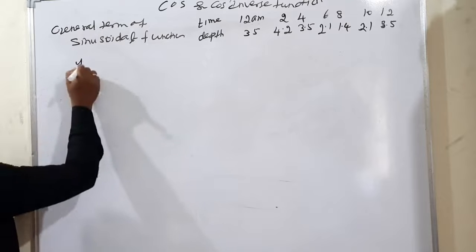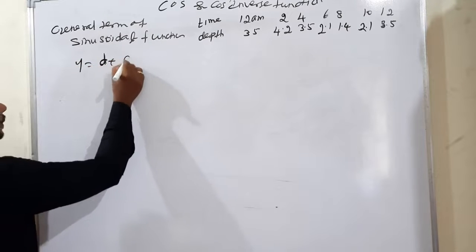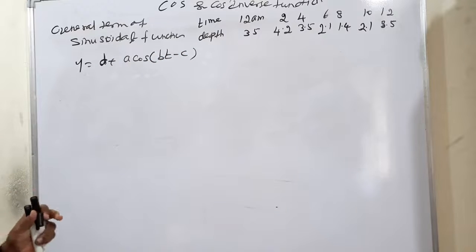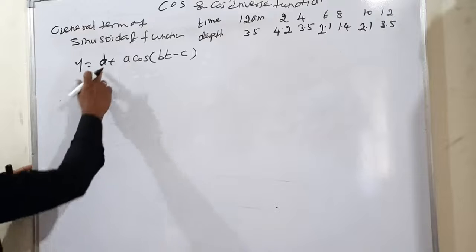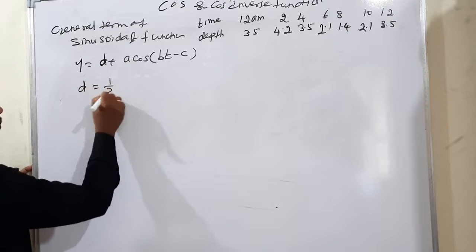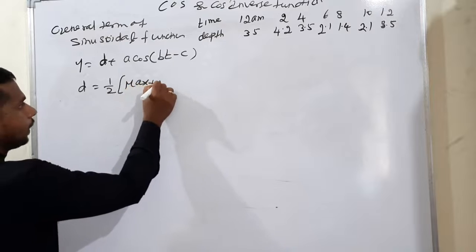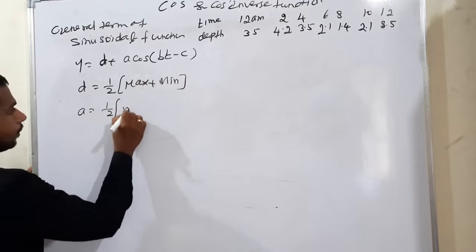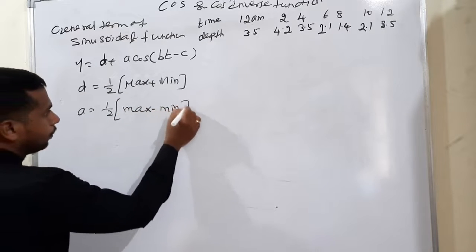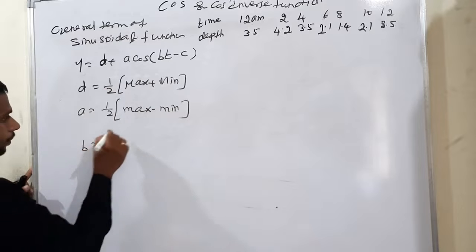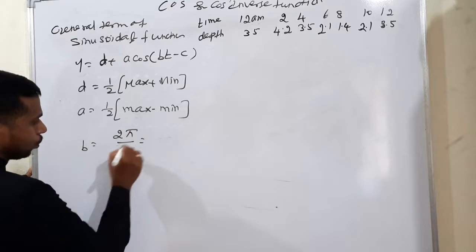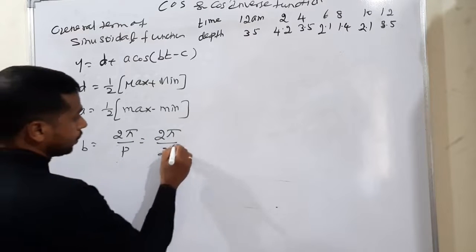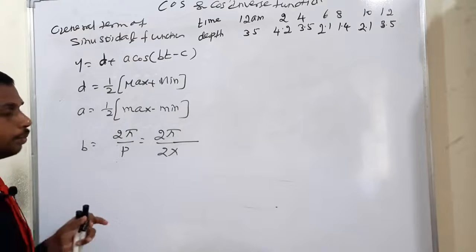What is the formula? y is equal to d plus a cos of b(t minus c), isn't it? What is the meaning of d? d means half of maximum plus minimum. What is the meaning of a? Half of maximum minus minimum. What is the meaning of b? 2 pi by P. 2 pi by P means 2 pi by 2 into the time from maximum to minimum.